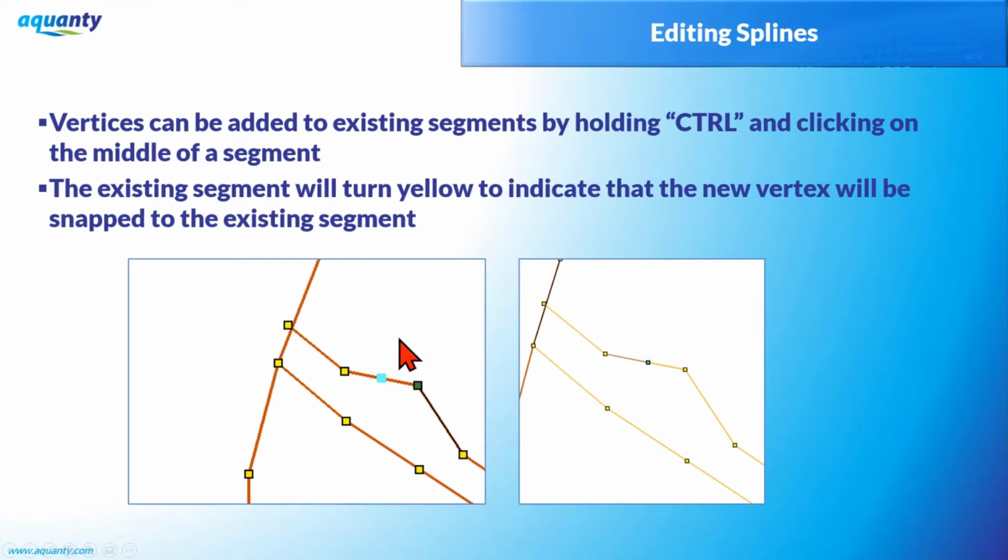You can also add completely new vertices to a spline just by holding the control button and then clicking on one of your segments. The existing segment will turn yellow to indicate that it is being snapped to the existing segment rather than adding a point next to the segment itself. So that's what we see here. This point has been snapped and is now part of this spline.